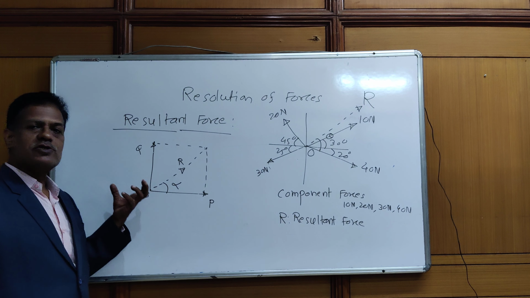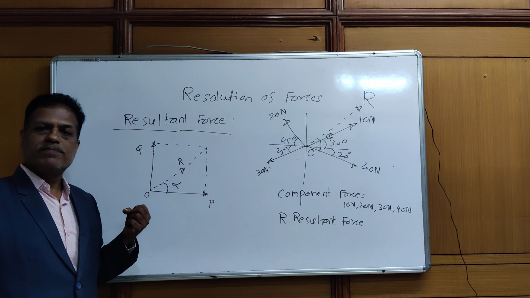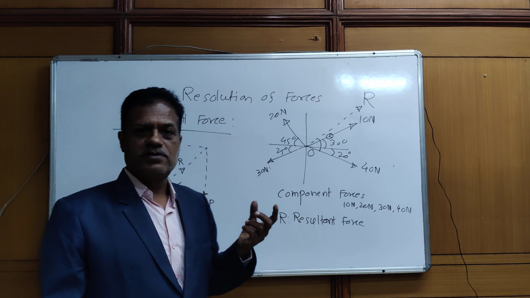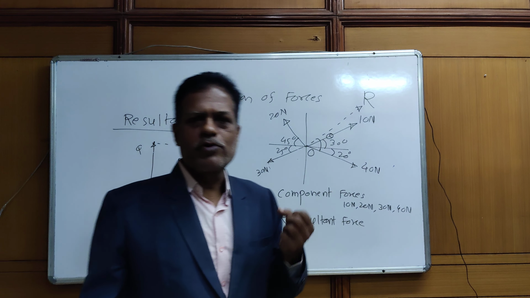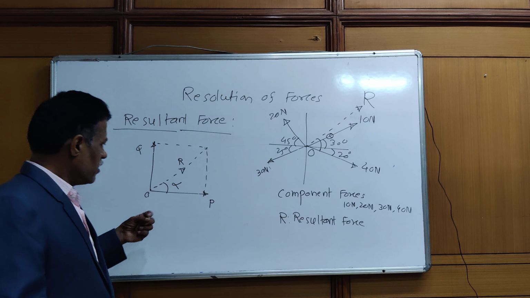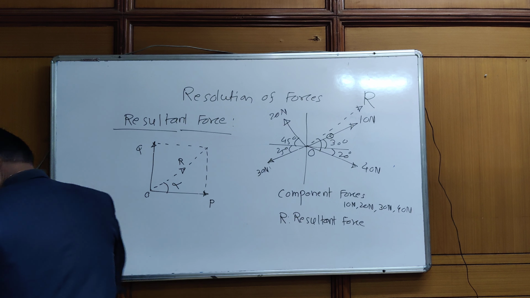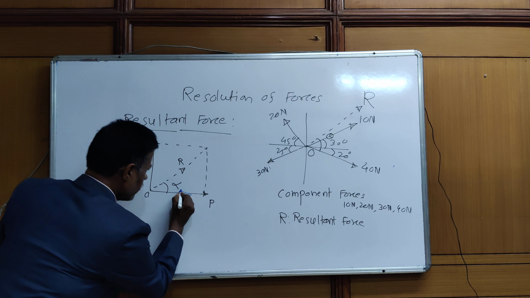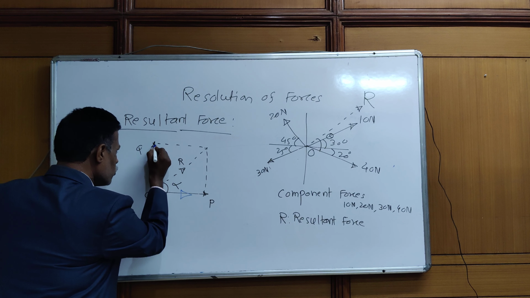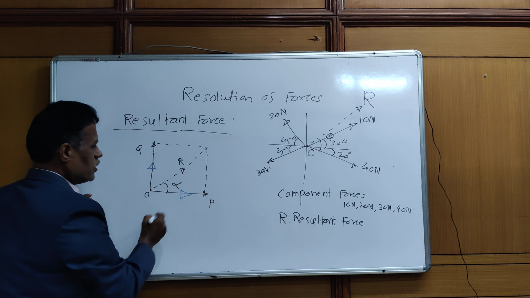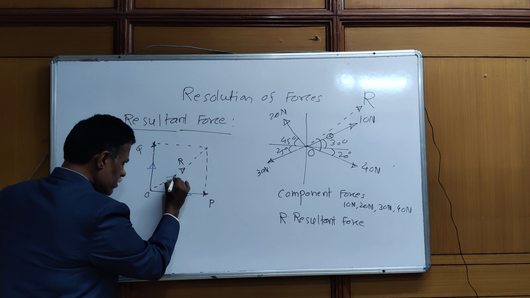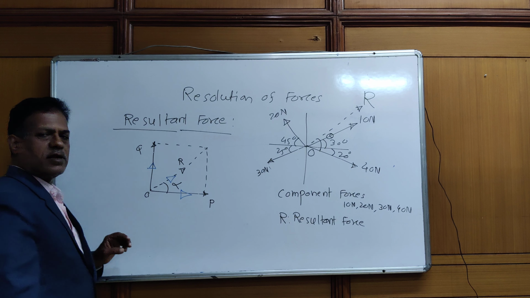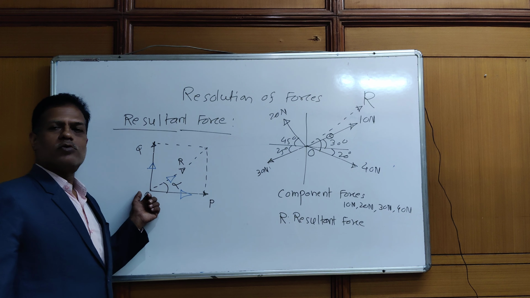So what should be the directions of P, Q and R? This plays a very important role in statics. Statics is a game of arrowheads. Arrowheads play a very important role in statics. Now what is the direction of P? Away from O. What is the direction of Q? Away from O. So the direction of R is also shown here. Already the directions are shown. The direction of R is also away from O.